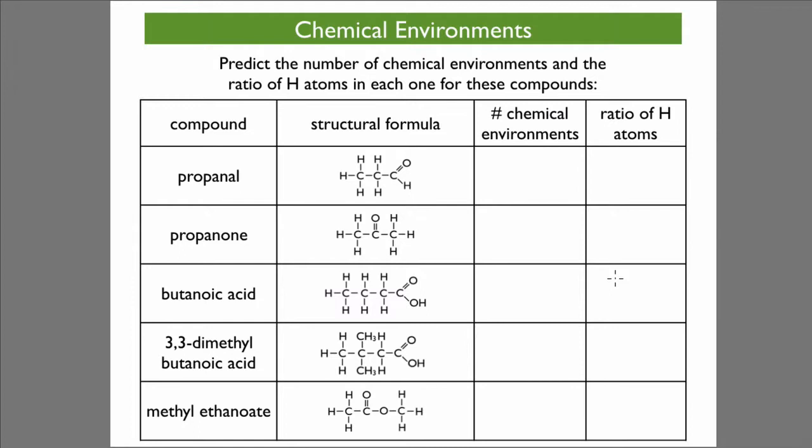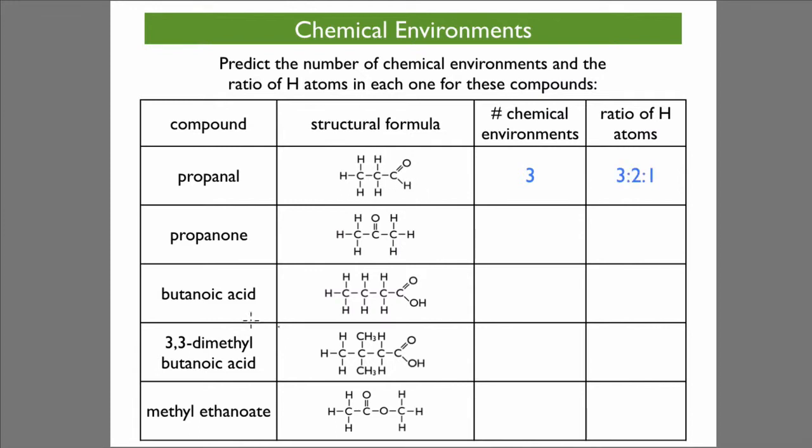So chemical environments, let's have a bit of a look at these. Let's predict the number of chemical environments and the ratio of hydrogen atoms in each one of these compounds. We've got propanol, and the chemical environments, we've got 3 hydrogens on this methyl group, which will all be identical. We've got the 2 hydrogens here, which are identical. We've got 1 hydrogen at the end here. So we've got 3 different chemical environments. And the ratio is going to be 3 here, 2 here, 1 there, 3, 2, 1.